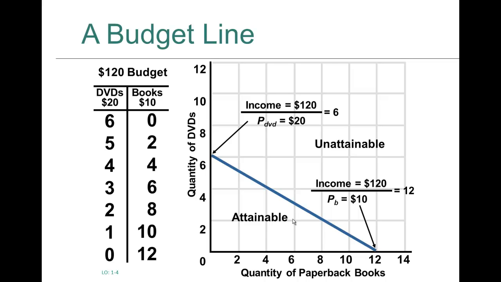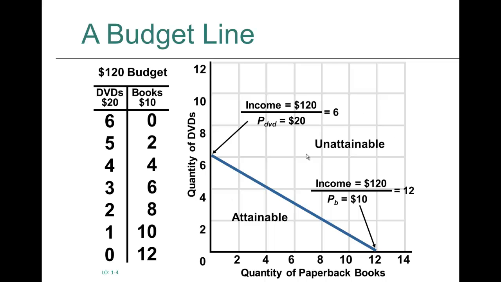That's attainable. For example, 4 DVDs is going to cost you $80. 2 books is going to cost you $20. That's this point, 4 and 2, and 80 plus 20 is 100, well within your budget. Let's look at this point. 2 DVDs will cost you $40, and 2 books will cost you $20. That would be $60, well within your budget, making that combination of goods attainable. So any area below the blue line represents an attainable purchase.